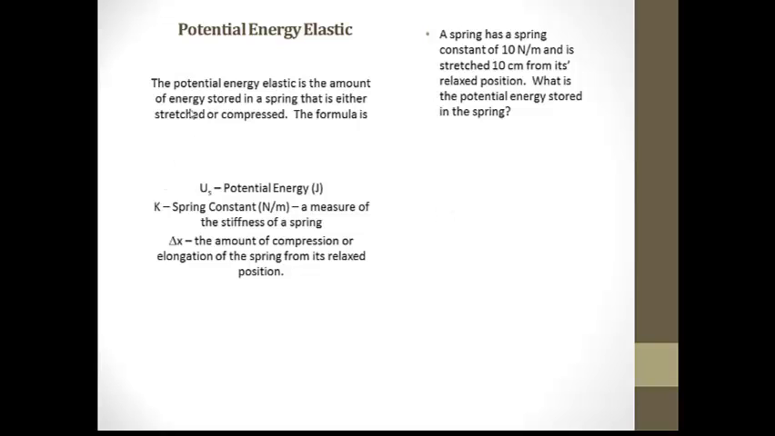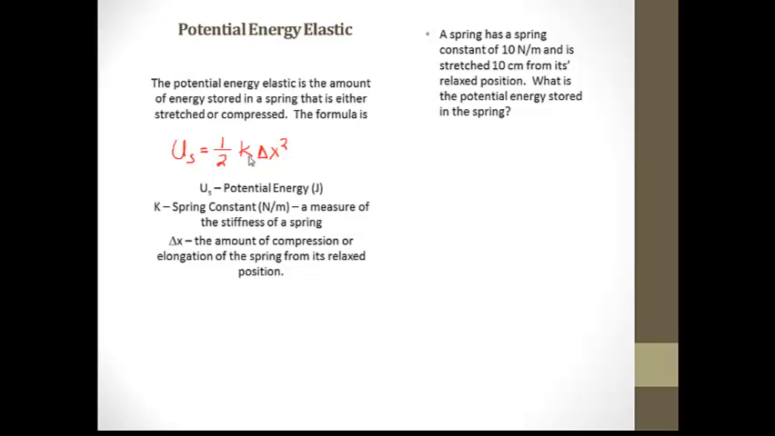All right, finally, we have another type of potential energy, and that's potential energy elastic. Potential energy elastic is the amount of energy stored in a spring that is either stretched or compressed. The formula is similar. We have U sub S for spring, and it's the same symbol for potential energy. The formula is not quite the same. 1/2 k, spring constant, and the compression, delta x, is squared.